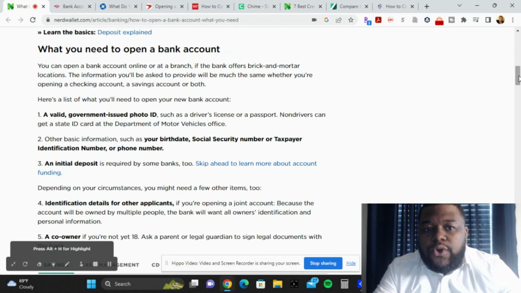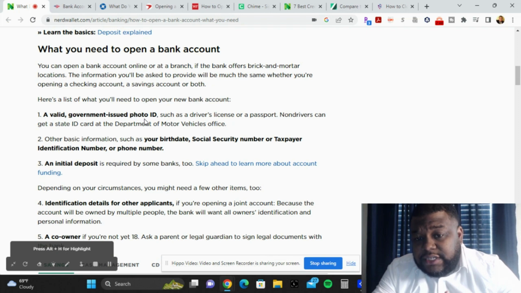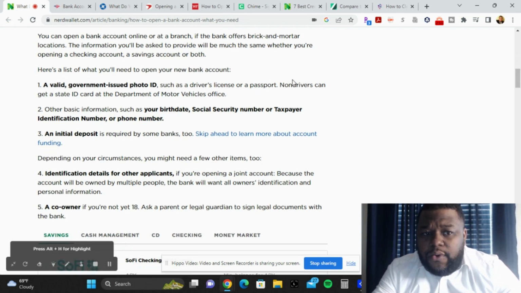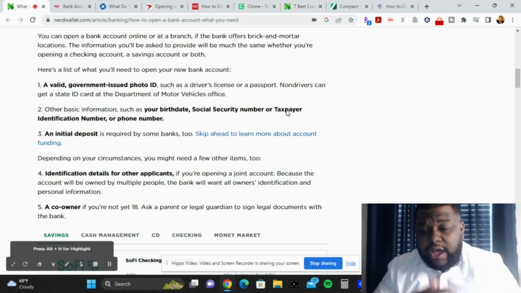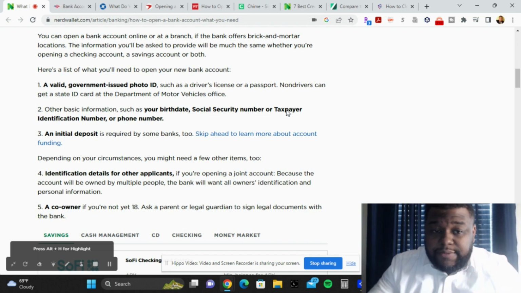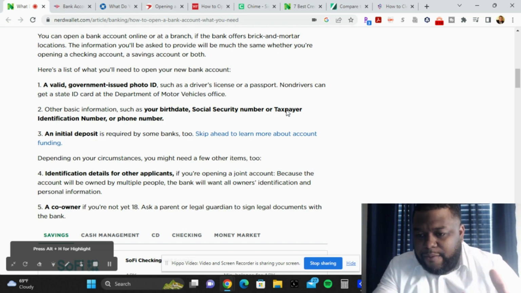So what do you need to open up a bank account? You need three things. First, a valid government photo ID, such as a valid driver's license or state ID, which is ideal, or a passport if you're that young and you want to open one up. Then also some other basic information: make sure you have your birth date and your Social Security number. You need to know your Social Security number or your TIN. A TIN is for individuals who want to open up a checking or savings account for a particular business. It's like the EIN for a particular business.